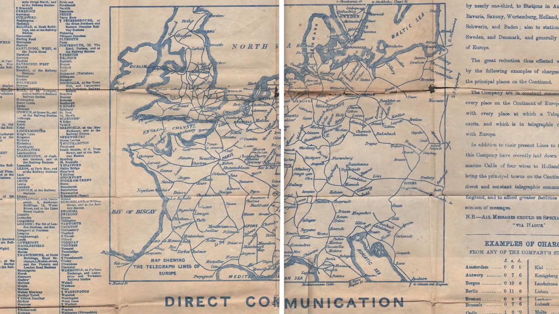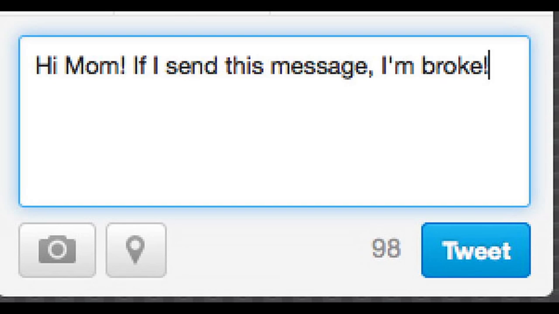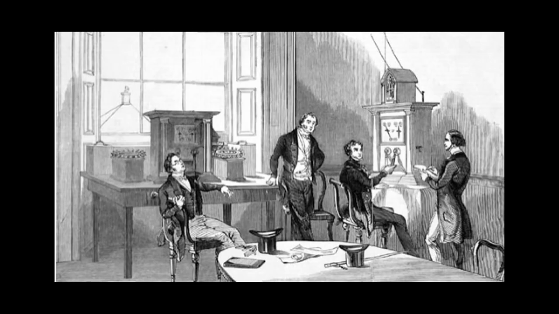And by 1848, the cost of sending a single message from London to Edinburgh was 16 shillings. And this was around 1 week's salary for, say, a shop owner at the time. So this technology was initially out of the hands of common people.